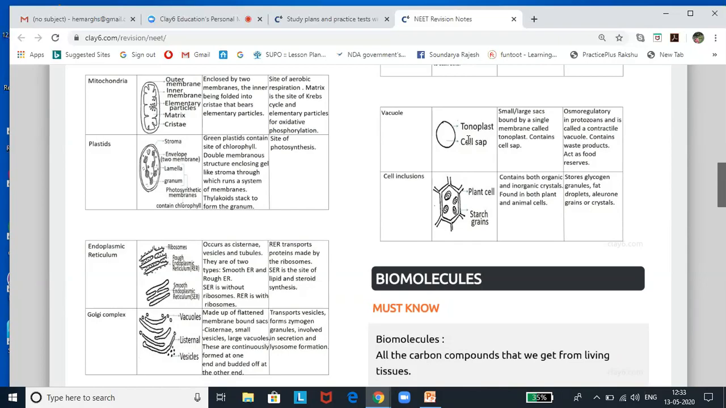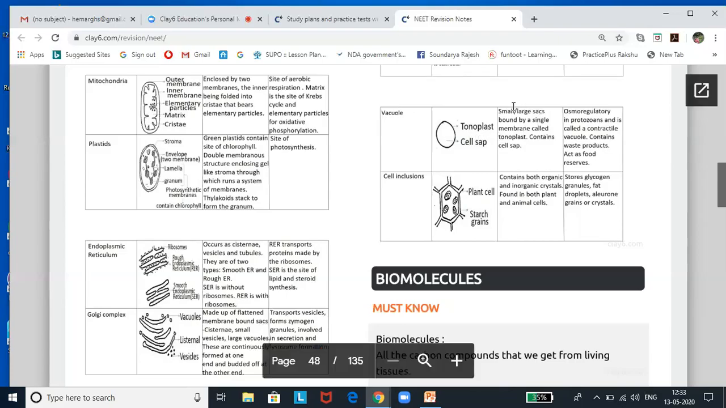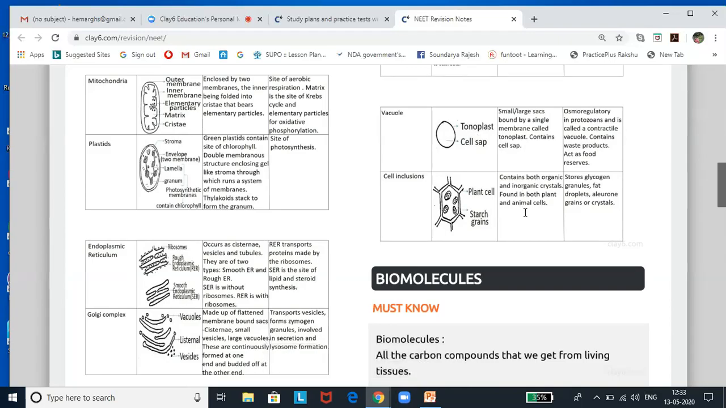In plants, the tonoplast facilitates the transport of a number of ions and other minerals against the concentration gradient into the vacuole. Hence, their concentration is significantly higher in the vacuole than in the cytoplasm. Vacuoles also have an osmoregulatory function.